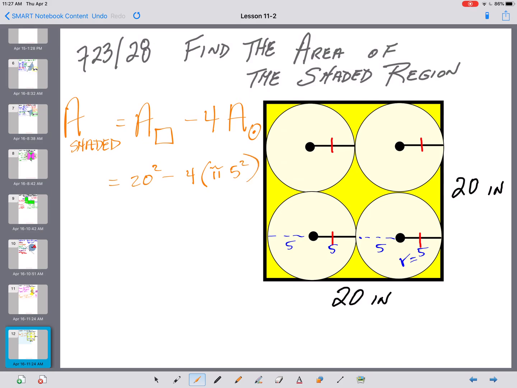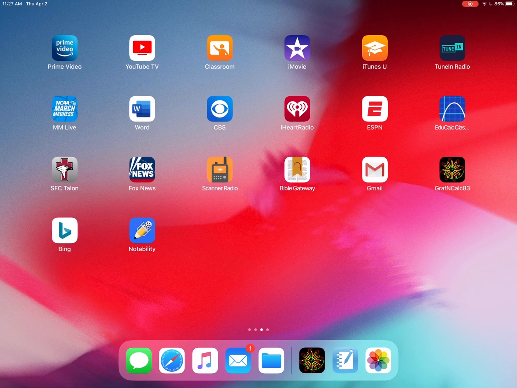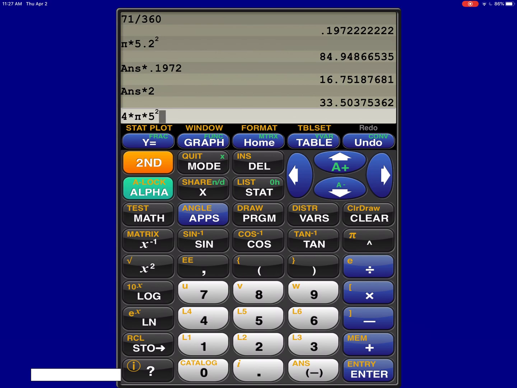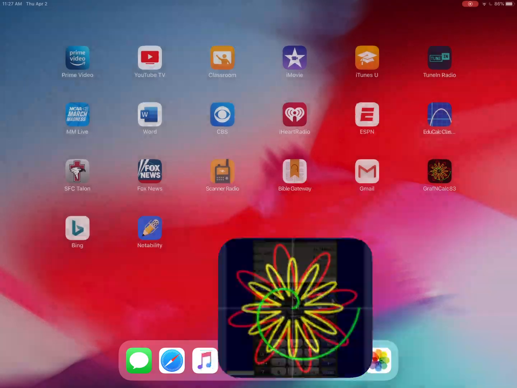Okay, so first of all, 20 squared. I think we know that. That's 400. Minus. Now, it's going to be 4 times pi r squared. Okay, here it is. It's going to be 4 times pi times 5 squared. There it is. 4 circles. 4 area of the circles. That's why the number 4 is in there. Here we go. Yep, 314.16.